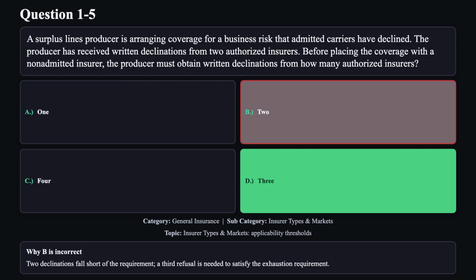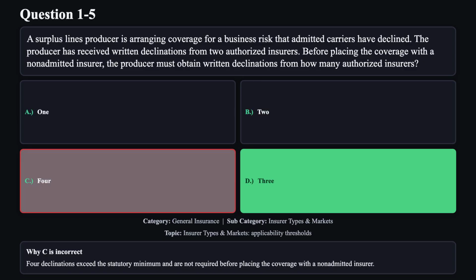2 declinations fall short of the requirement. A third refusal is needed to satisfy the exhaustion requirement. Reason C is not correct. 4 declinations exceed the statutory minimum and are not required before placing the coverage with a non-admitted insurer.